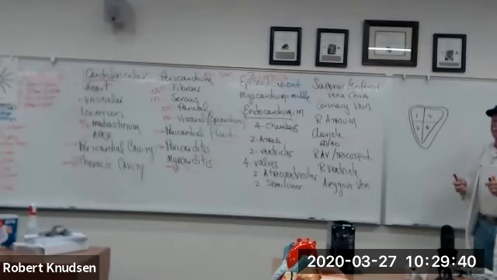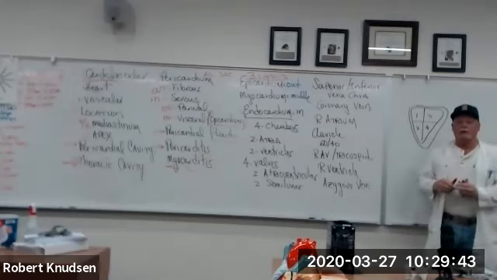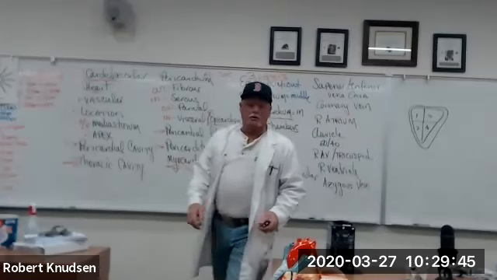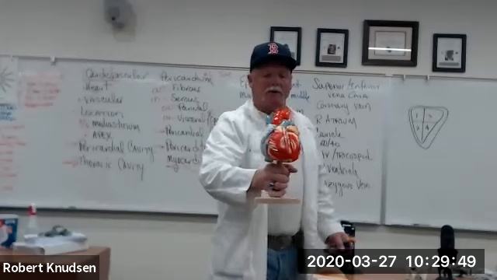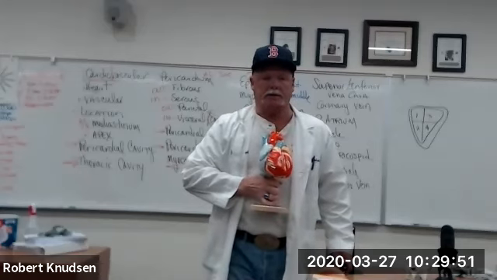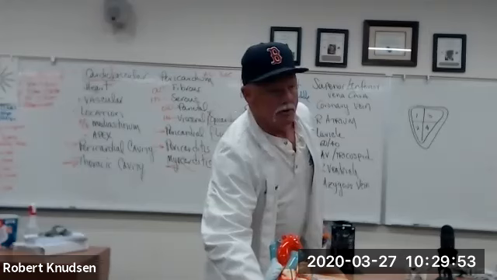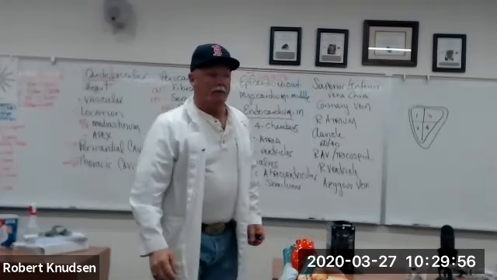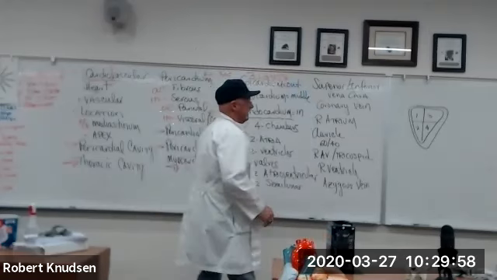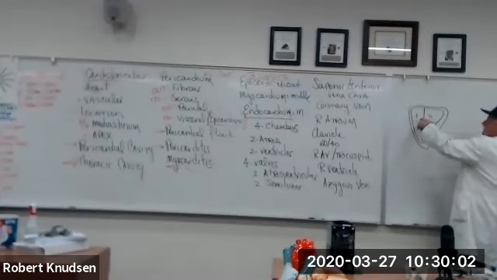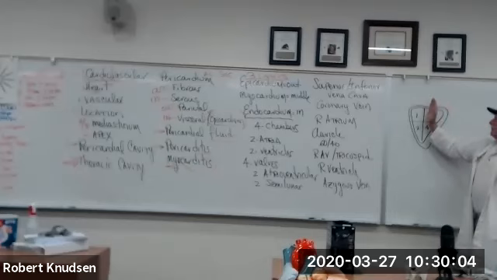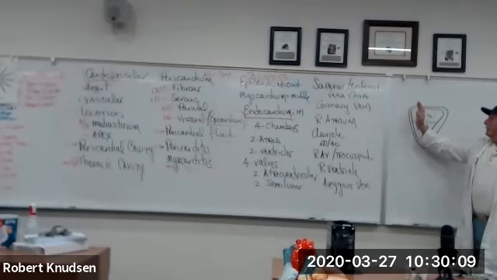This is the left side. Remember, whenever you look at a picture of the heart, or at the heart model itself, you're always looking at it as you were looking at somebody's chest. So what is on your left is the right. What is on your right is the left. So this is on your left, but this is the right side. The right side deals with unoxygenated blood. The left side deals with oxygenated blood.